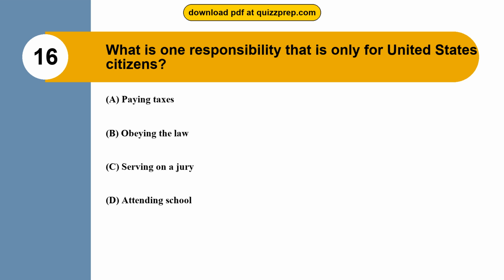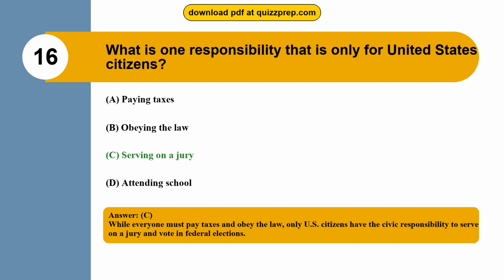Question 16. What is one responsibility that is only for United States citizens? Option A, paying taxes. Option B, obeying the law. Option C, serving on a jury. Option D, attending school. The correct answer is option C, serving on a jury.